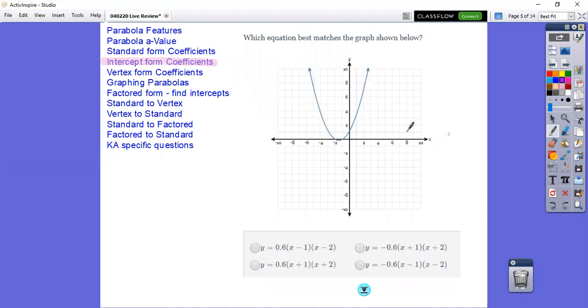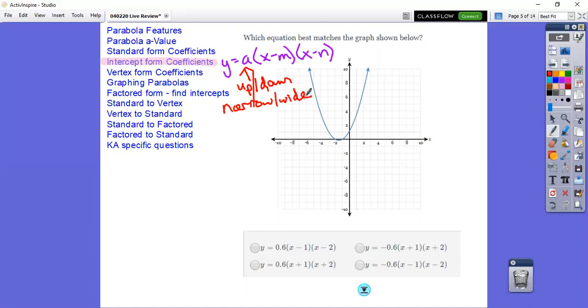If I keep moving on to intercept form coefficients, okay, again, we're looking at intercept form. So what is intercept form? It's y equals a times x minus m times x minus n. Don't worry so much about the fact that it's an m and an n as much as what all of this means. So the a value is giving us our up or down, and then our narrow or wide.